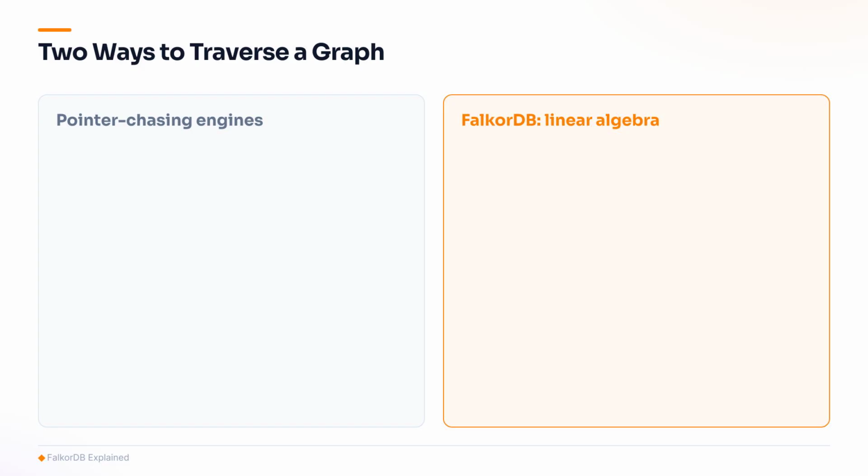Let's contrast the 2 ways engines traverse graphs. Traditional graph databases chase pointers. To move from a node, they follow one edge at a time, hopping around memory in a cache-hostile pattern, and the cost adds up edge by visited edge.